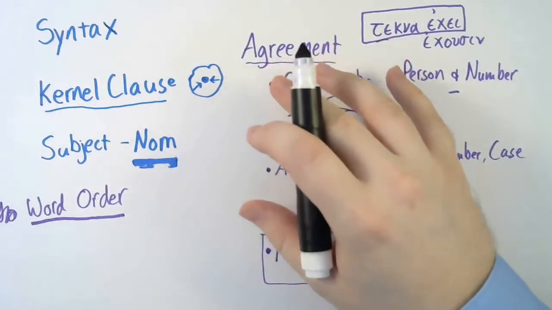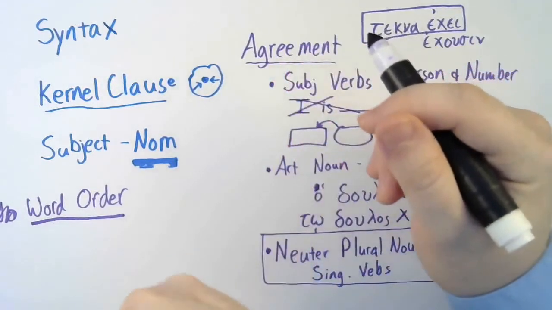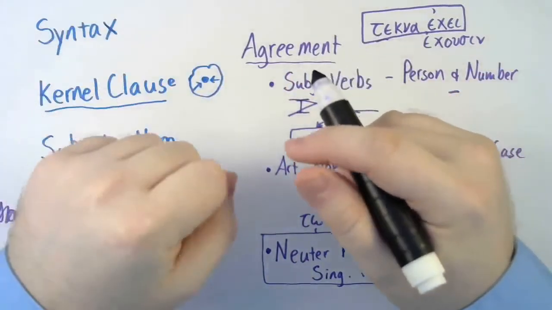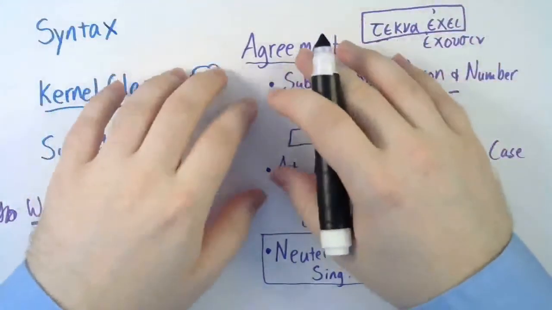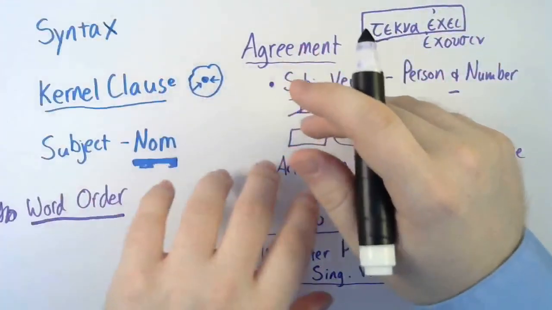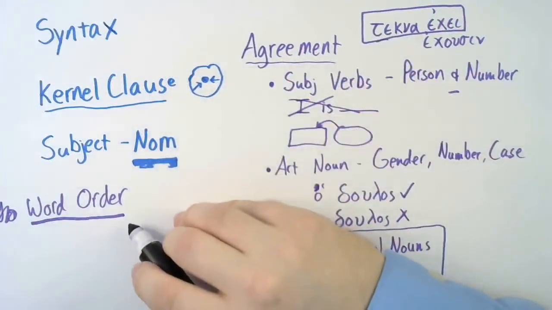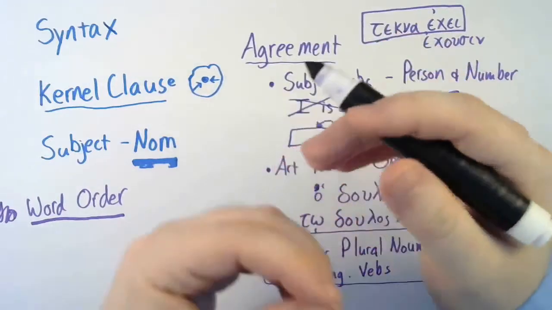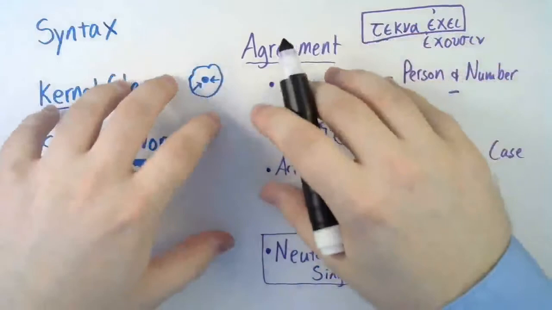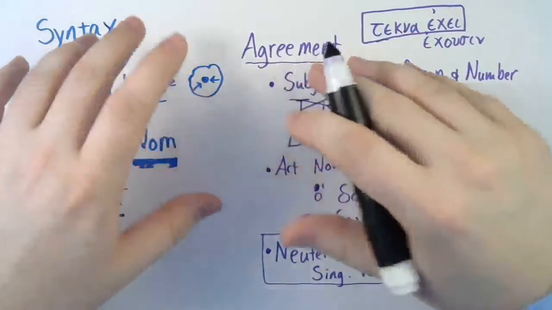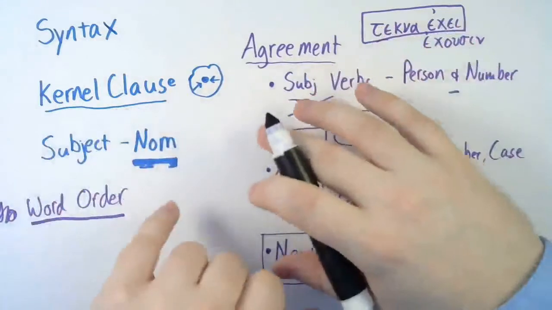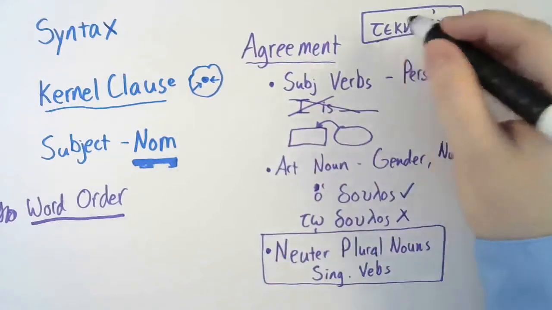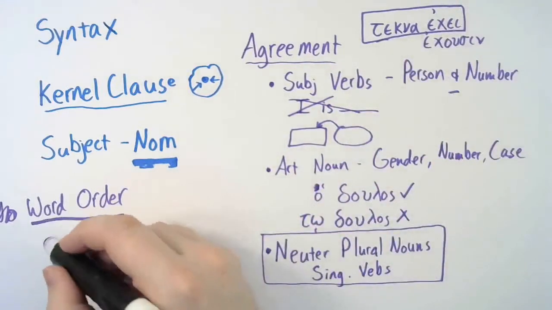Oftentimes, they would put something important, the most important thing they wanted to talk about, or the important point of the sentence, first. Can't think of any examples off the top of my head, but we will come across those, and we'll point those out when we see them. So word order isn't terribly important. Well, it is important, but it isn't the primary thing. While in English, word order is primary in our understanding of syntax. In Greek, it's the endings that are primary in understanding of syntax.